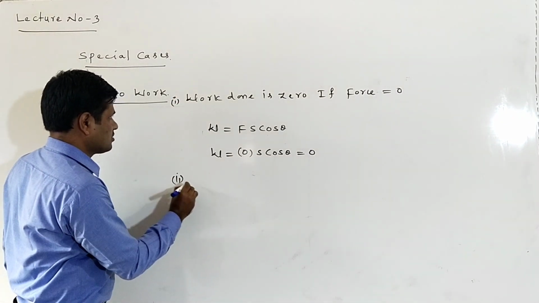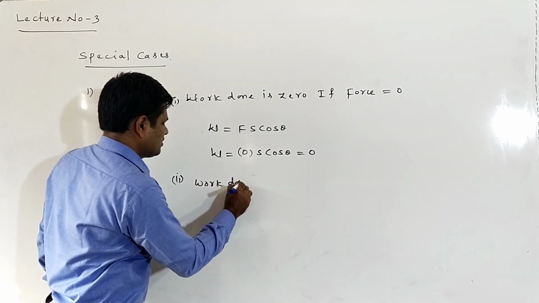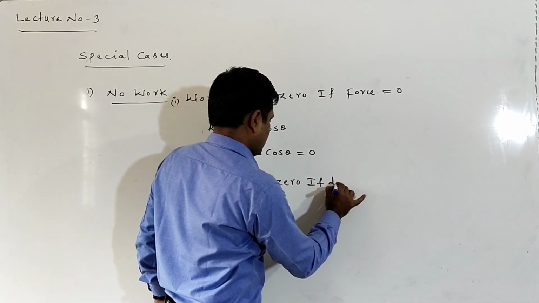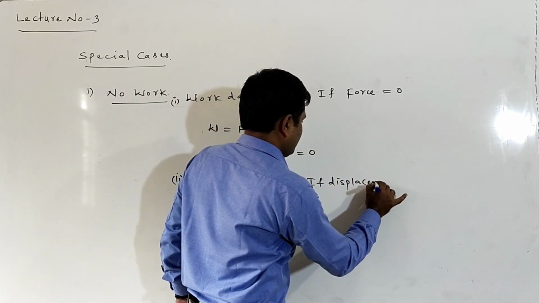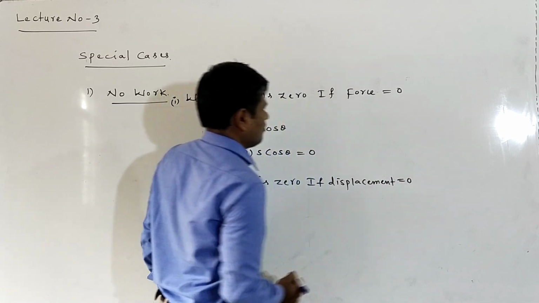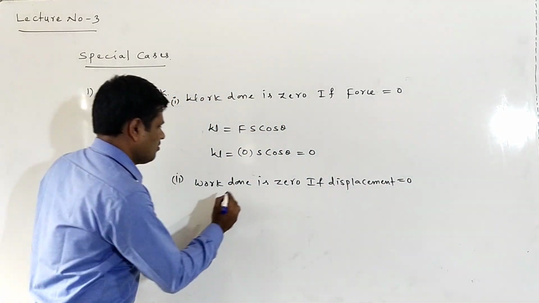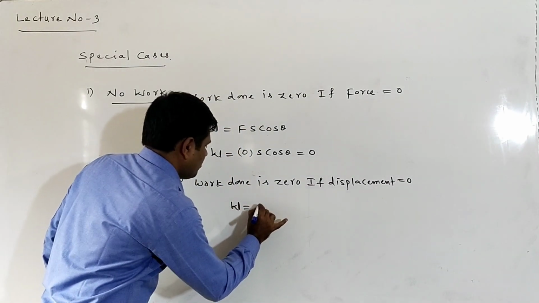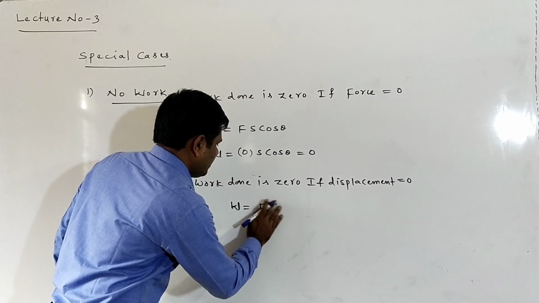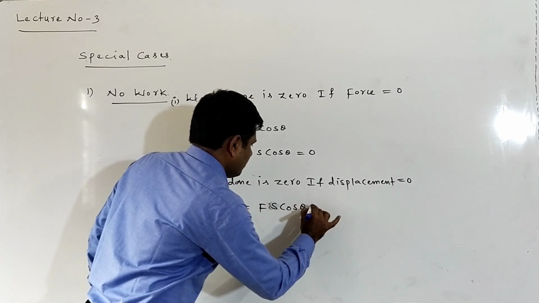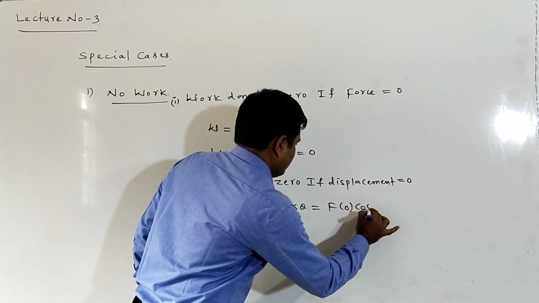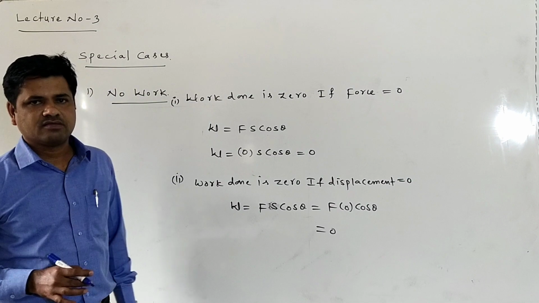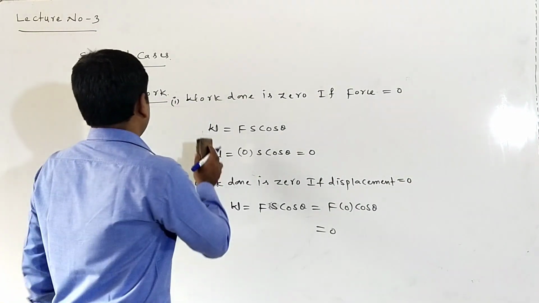Next, the second condition. Work done is 0 if displacement is 0. Displacement is 0 means S is 0. Force is 0 means F is 0. Now displacement is 0. What do we know here? F S cos theta, we know that formula. So F into 0 into cos theta, what we are getting here is 0. That is the second case.